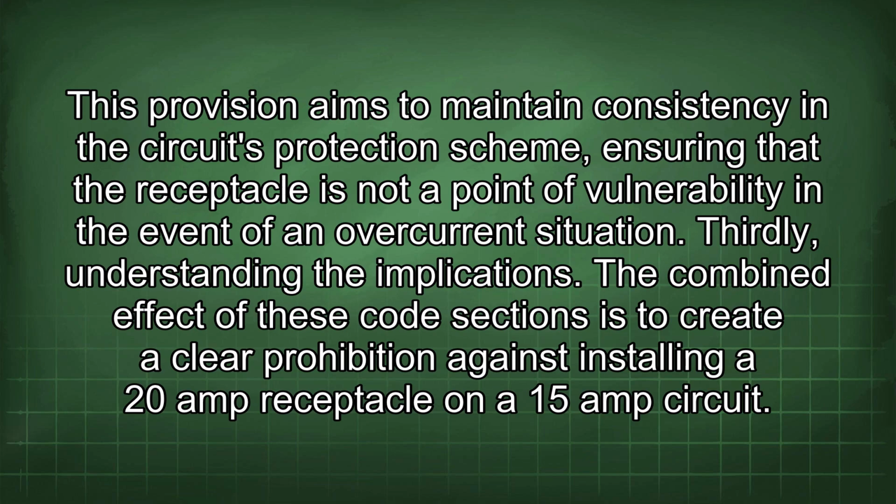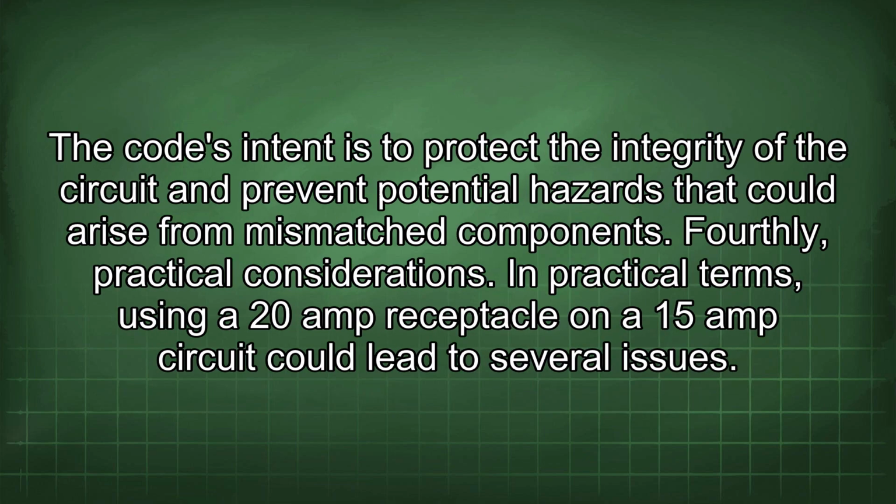Thirdly, understanding the implications. The combined effect of these code sections is to create a clear prohibition against installing a 20 amp receptacle on a 15 amp circuit. The code's intent is to protect the integrity of the circuit and prevent potential hazards that could arise from mismatched components.